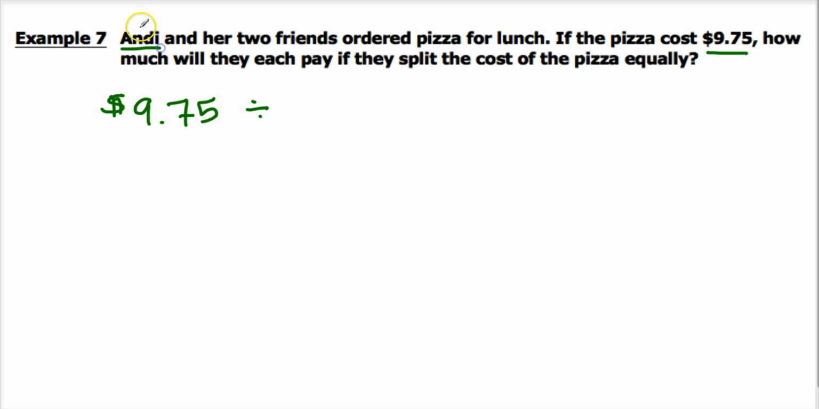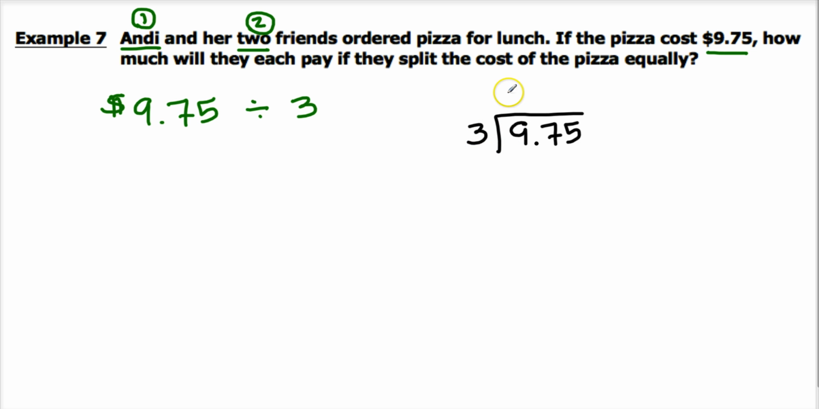Well, Andy is one person, and she's out to lunch with her 2 friends, so that's 2 more people. So that means there's a total of 3 people paying for this pizza. So this is a division problem of $9.75 divided by 3. So this would be 9.75 divided by 3.